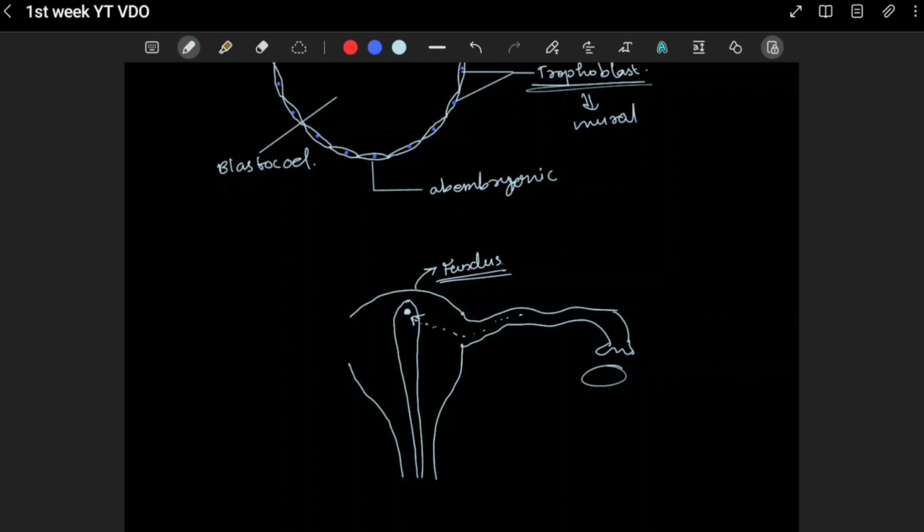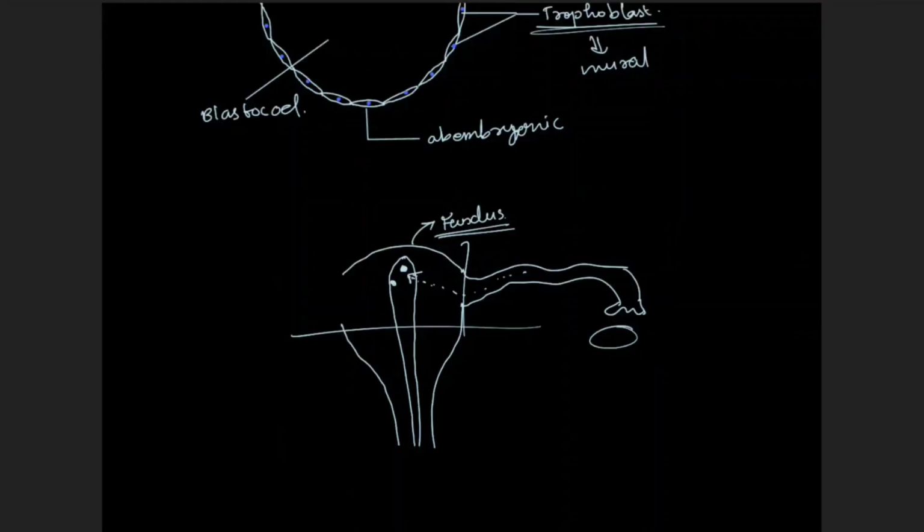Now what happens if it doesn't implant on the posterior wall, a bit to this side? Nothing happens actually. Anything above this, or any implantation on the upper part of the uterus, is okay. Any other part than the uterus, the developing embryo cannot survive.